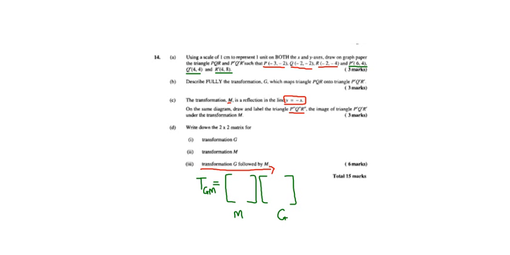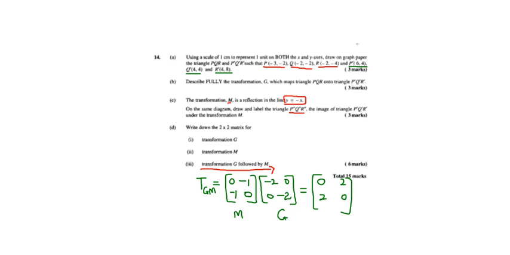So M is 0, minus 1, minus 1, 0, and G is minus 2, 0, 0, minus 2. To get my transformation matrix, I just need to be able to multiply matrices and I will be fine. Alright, so here's what I'm going to do. Row by column, this would be 0. Row by column, this would be a positive 2. Row by column, this would be a positive 2. And then row by column, this is 0. Alright, cool. So this is my transformation matrix.